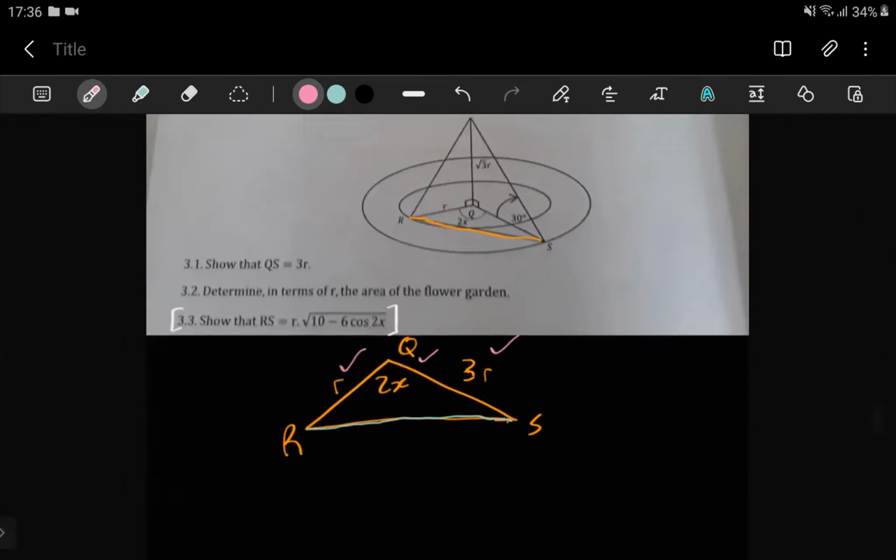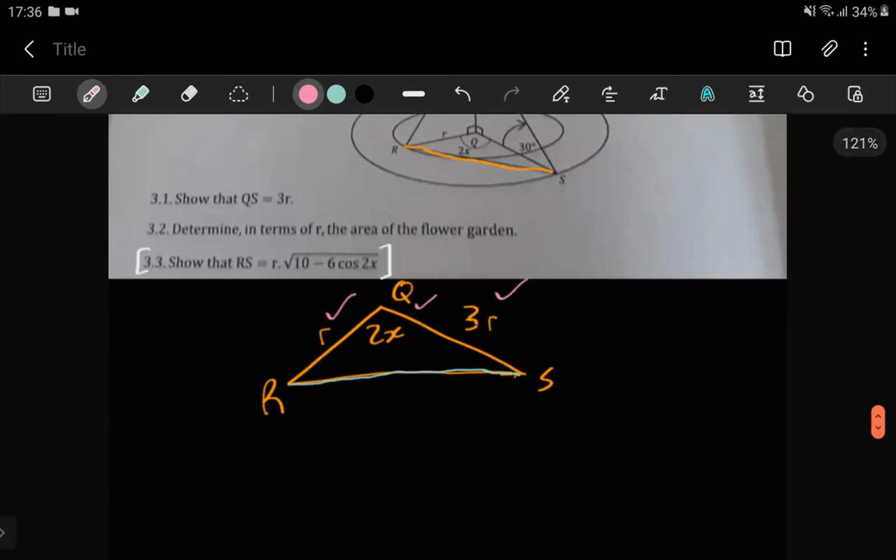So if you're looking at what we have, the cosine rule here is going to be a squared equals b squared plus c squared minus 2bc cos A, like that. Do you see it? Yeah.